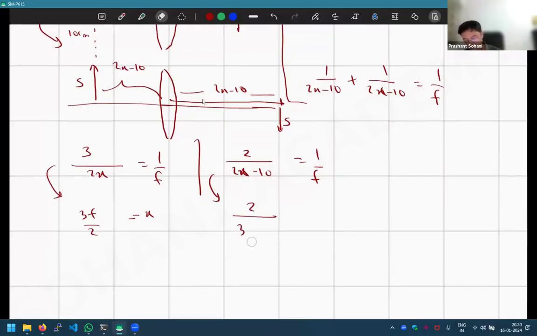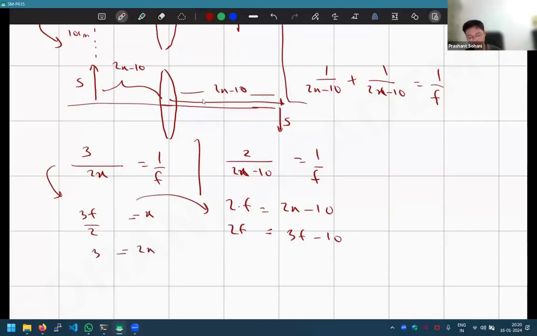so let me just cross multiply it first. So 2 into f is equal to 2x minus 10, which is equal to 3f minus 10, right? Here I am substituting the value of x from here. So 3f by 2 is x, which is the same as saying 2x is equal to 3f. That is why I can make this substitution. And so therefore I get the value of f is 10.